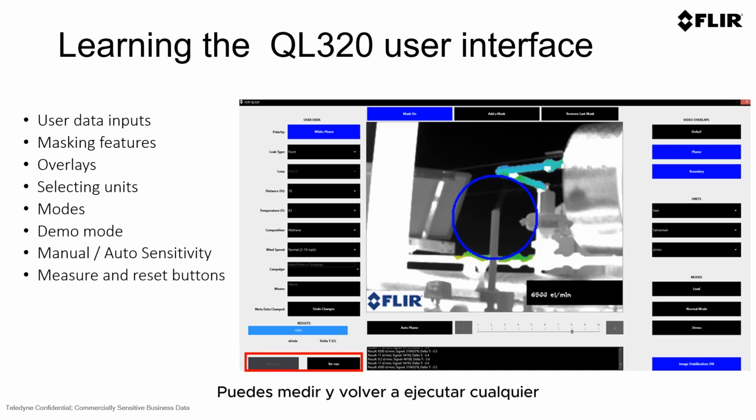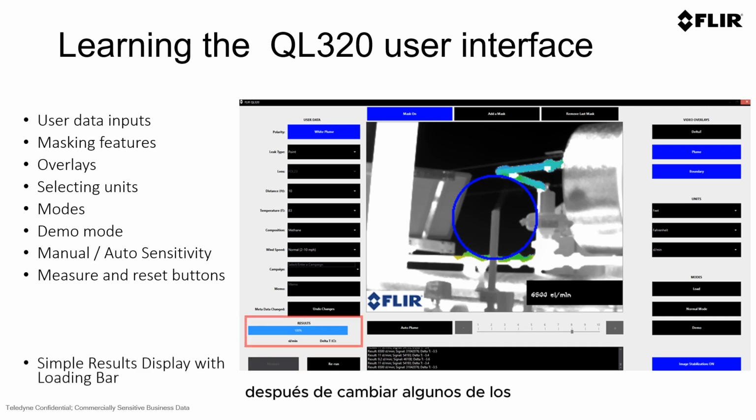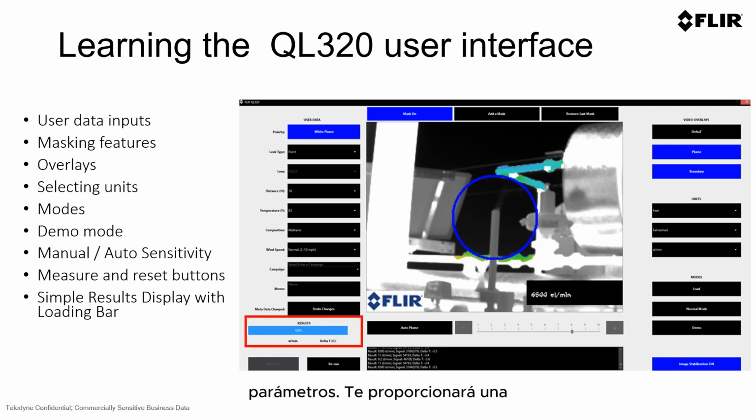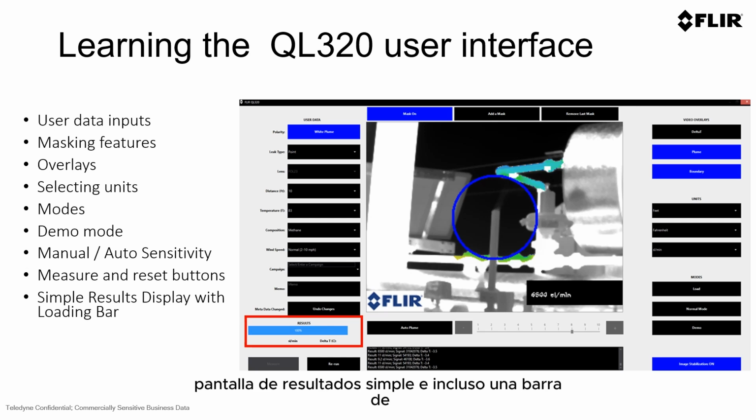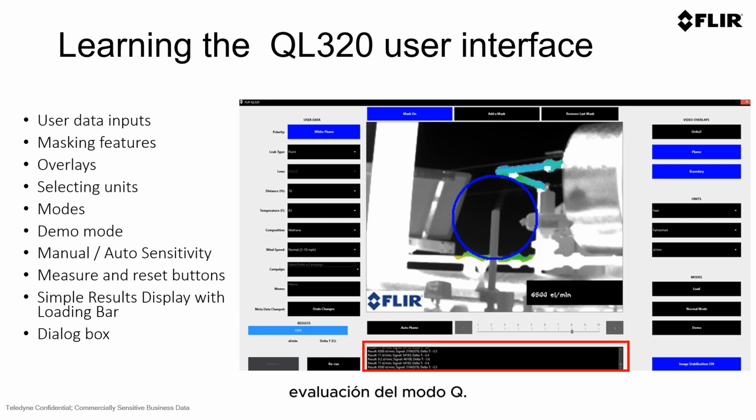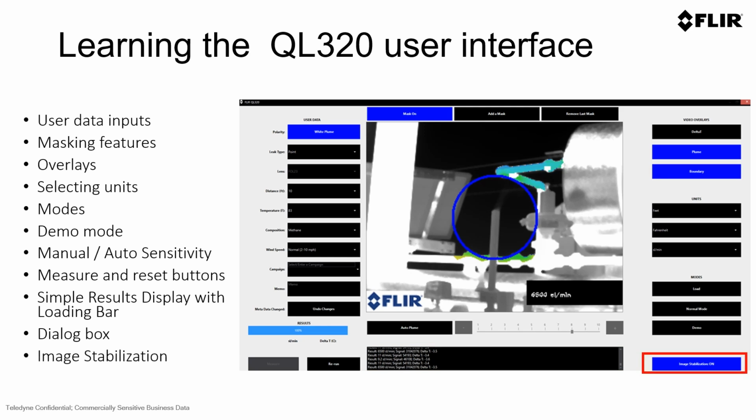You can measure and rerun any analytic or any Q mode feature or Q mode video so that you can get the most appropriate data after you change some of the parameters. It will give you a simple results display and even a loading bar so you know how far along in your Q mode evaluation you are. You have a dialog box which gives you the capabilities to do some unique analysis and to know the previous runs that you've done within your QL320.